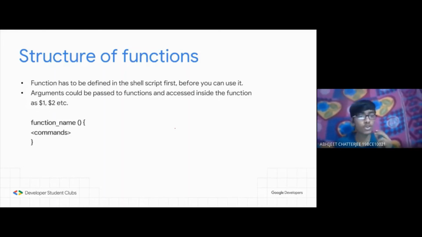Now, how can arguments be passed to the functions? We can use $1, $2, as we had discussed in the special variables. You can refer to that if you forgot, and then we can access them inside the functions. Next slide.